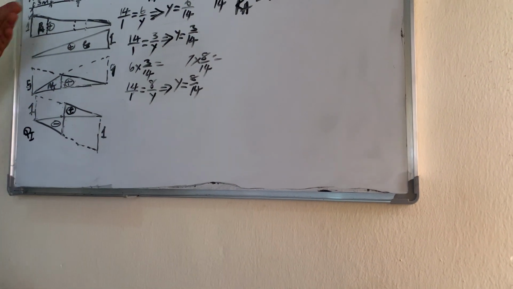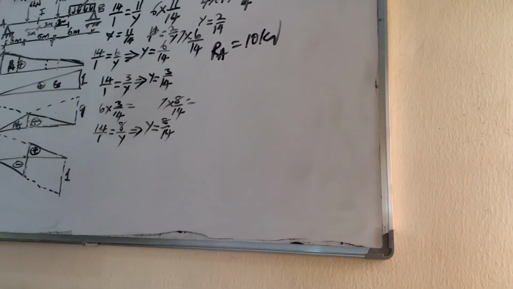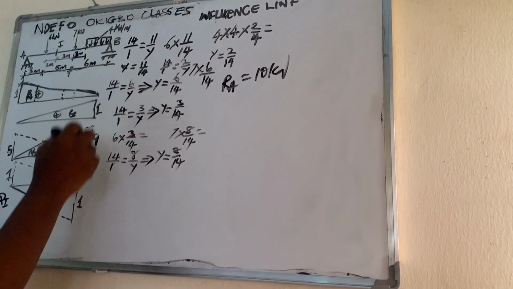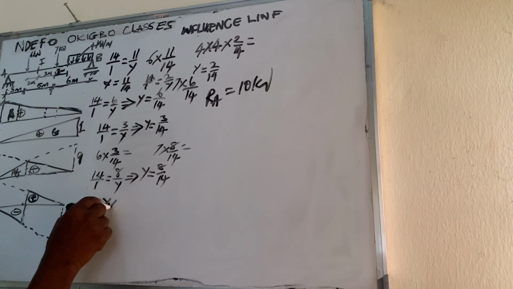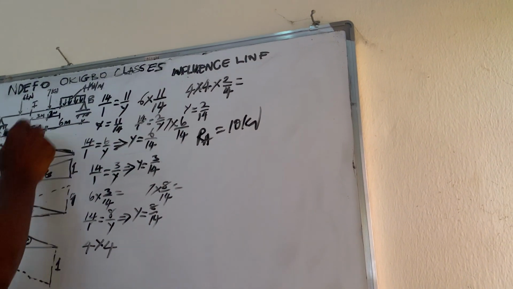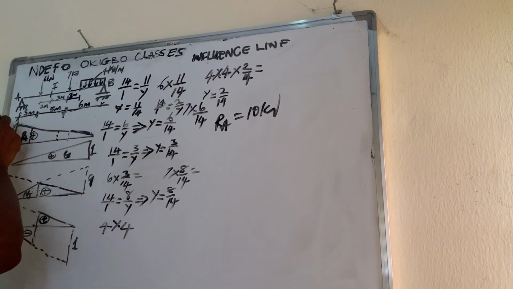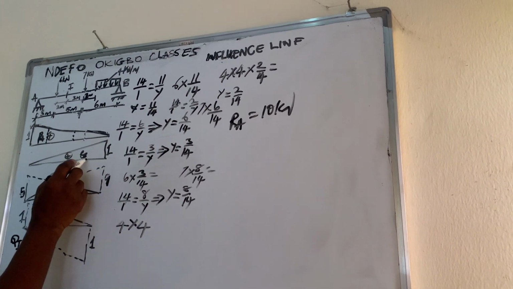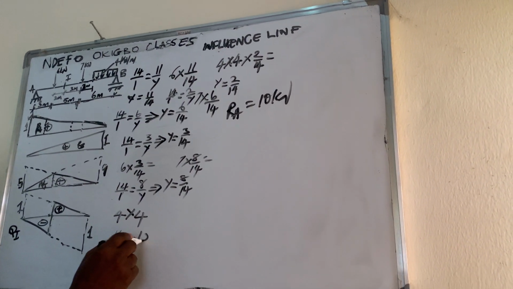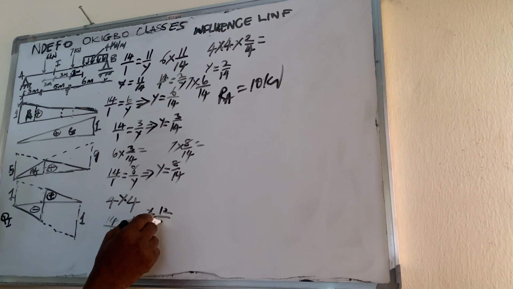So next is the UDL. The way I did before, I can say this UDL is 4 times the distance covered, this is 4 of the load. Then get the ordinate at this center. At this center, the whole length is 14, minus 2, that is 12, 12 from the beginning here. By similar triangle, I have 14 over 1 is equal to 12 over y. y is equal to 12 over 14.